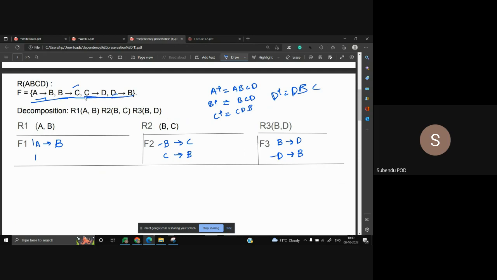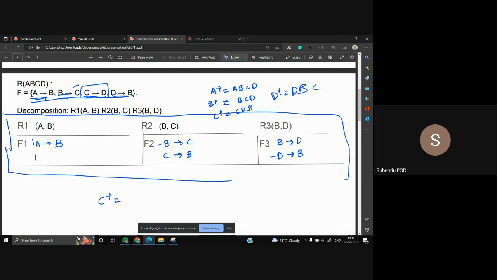Now we have to check whether C determines D is preserved or not in the child table. Directly we can say A determines B is preserved, B determines C is preserved, D determines B is preserved. But we have to check whether C determines D is preserved or not. So what do we have to do next? We have to find the C closure with the help of the child table decomposition, the child table functional dependencies. With the help of these functional dependencies, what will we get as C closure?